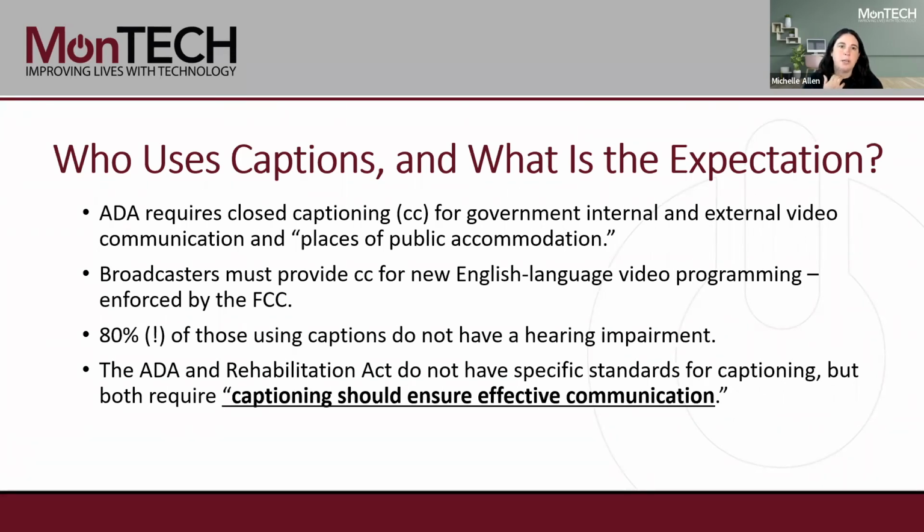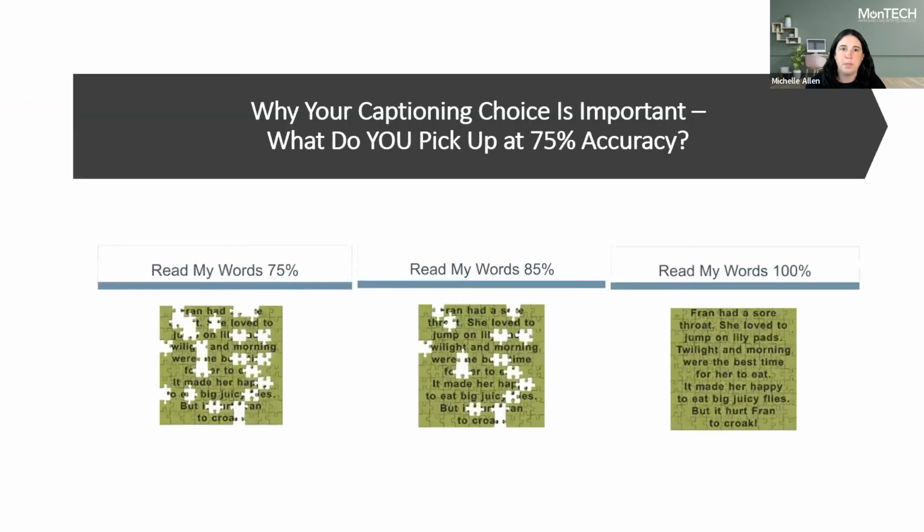So 80% of those using captions do not have hearing impairments. I think that that's really important to remember as we are deciding to put captioning on our information. So why is captioning important? So thinking about when we're choosing what captioning program we want to use, we want to make sure we're choosing the one that is most accurate as possible.